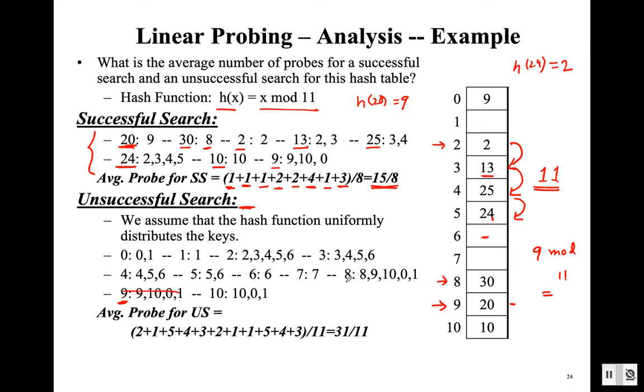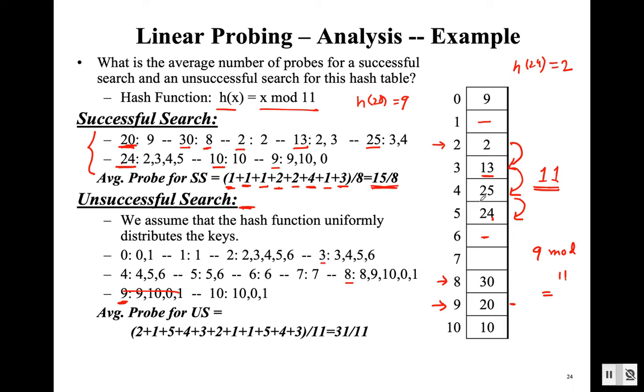So let's try to find the item 8. Okay, so 8 mod 11 is 8. So we're going to start looking at index 8. 8 is not there, then we're going to look at the next cell. 8 is not there, next cell 8 is not there, then we find an empty cell. Okay, so if we find an empty cell but still we didn't find the value, that means 8 is not in the hash table. Okay, so how many probes do we need? 1 2 3 4 and 5. For 8 we needed 5 probes.